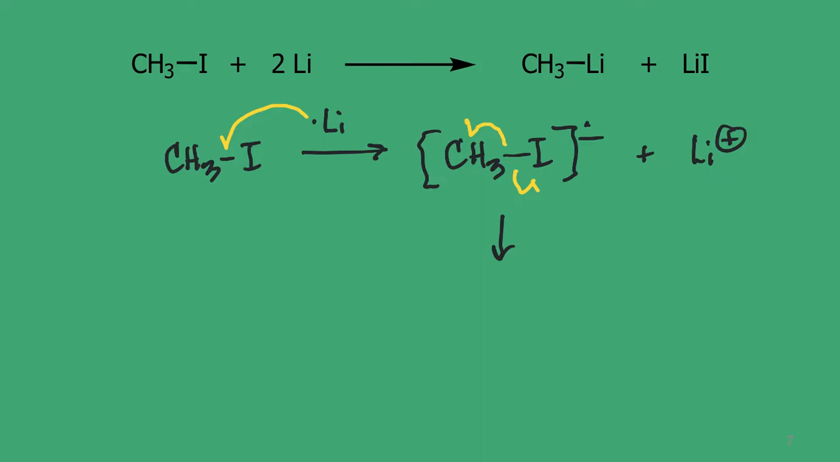So that produces an iodide ion and a carbon radical. So we have one electron. That's a neutral species. And that carbon radical can simply combine with another lithium atom, with the lithium atom supplying one electron and the methyl radical supplying one electron, to produce the methyl lithium product.